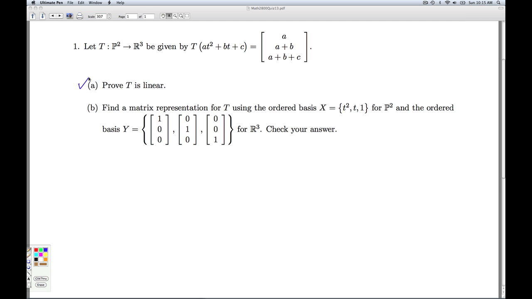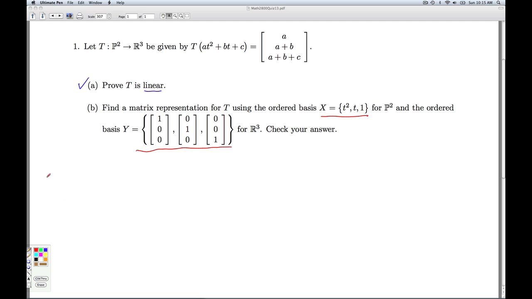Alright, so now that I know that I have a linear transformation, I know that I can represent this by a matrix. I'm given a basis for the domain, t squared, t, 1, and a basis for the codomain. These are the standard bases that we've been using in class. And so we want to find the matrix representation for this.